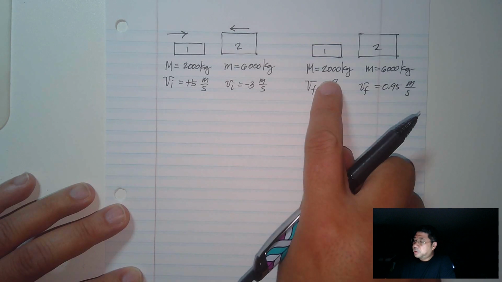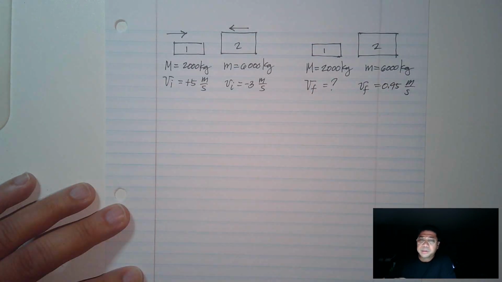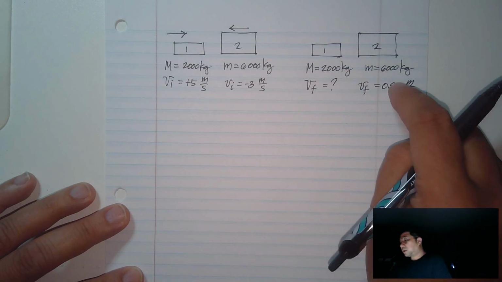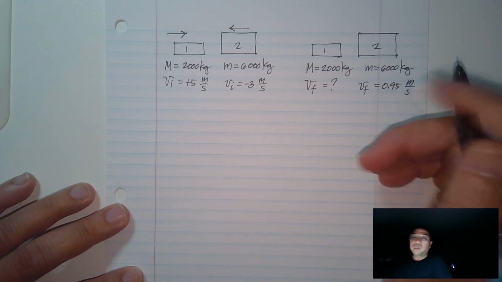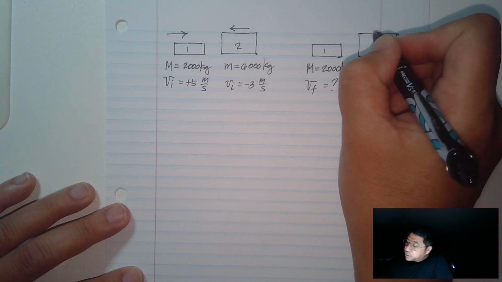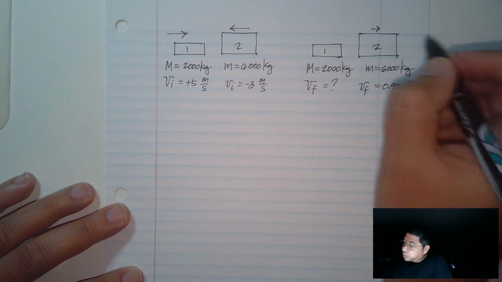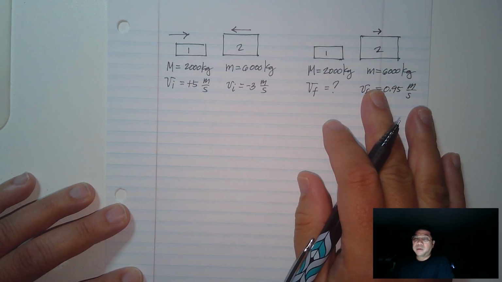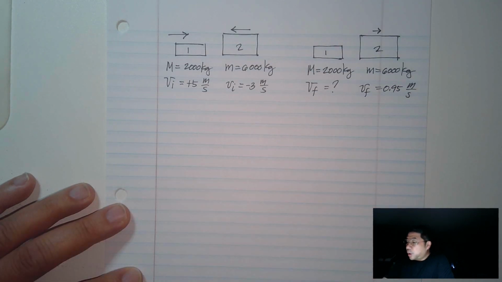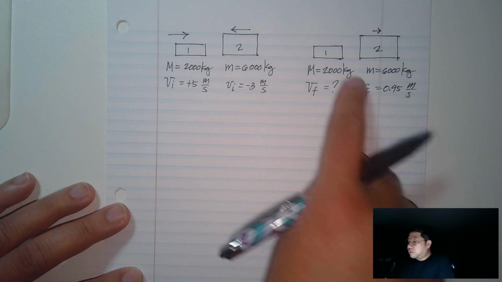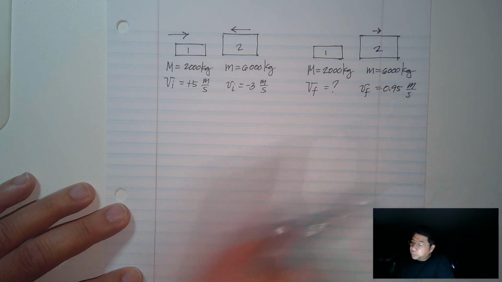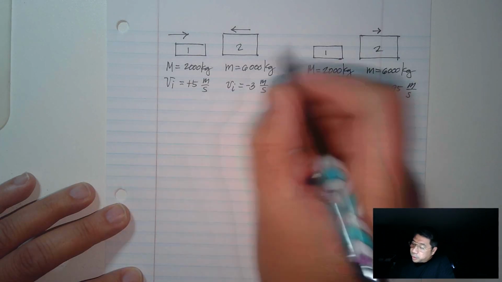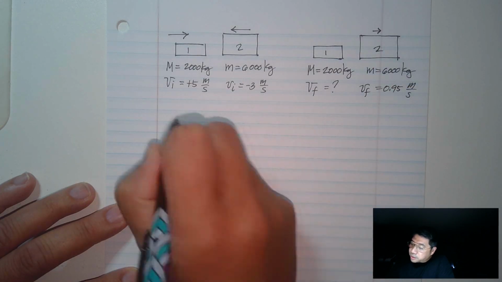After the collision, the mass is conserved, meaning there are no changes in masses. So the first object still remains 2,000 kilograms, while the second object is 6,000 kilograms. However, after the collision, the second object is now moving in the opposite direction, from negative to positive 0.95 meters per second. So the first thing we want to figure out is the final velocity of the first object, the 2,000 kilogram object. And second, we want to figure out whether this collision is elastic or inelastic.